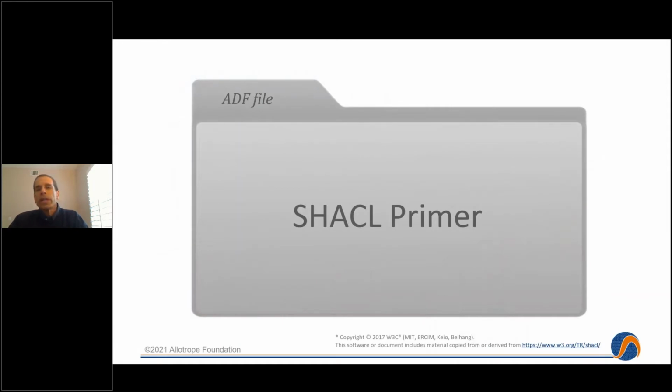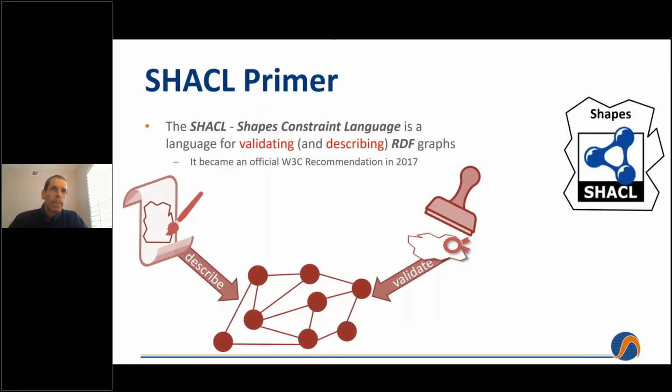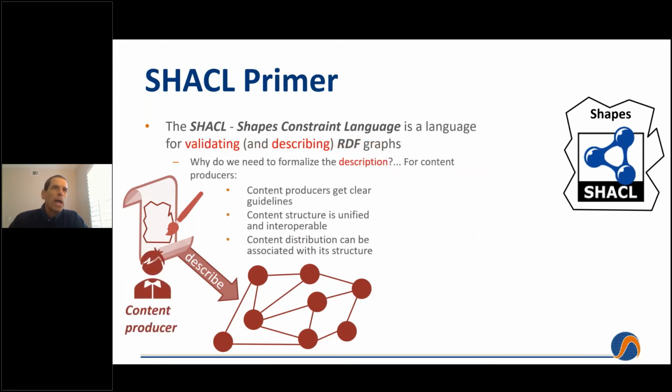So now that we understand the motivation for SHACL, let's dive into the SHACL specification according to the W3C documentation. The SHACL Shape Constraint Language is a language for validating and describing RDF graphs. It became an official W3C recommendation in 2017. And why do we need to formalize the description? For content producers, they can get clear guidelines. The content structure is unified and interoperable, and content distribution can be associated with its structure.